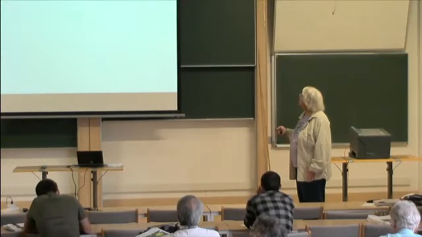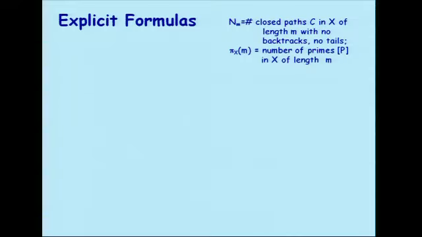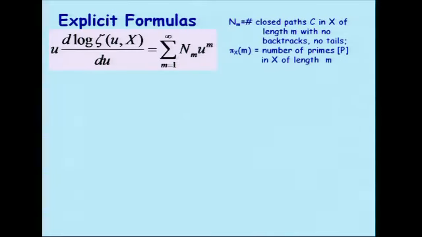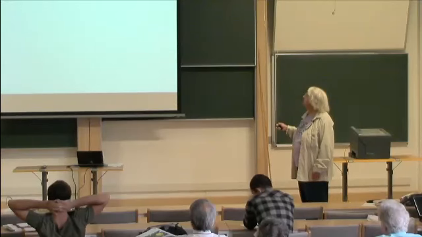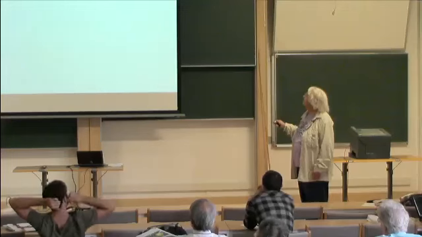So anyway, you get a bunch of explicit formulas involving usually N_m, which is the number of closed paths C in the graph of length m with no backtracks and no tails. I'm not saying equivalence classes here; I'll put square brackets when I'm talking about equivalence classes. So I'm counting paths as different if they start in different places, and also different if they're oriented differently, so it depends on what direction you go around the path. And π_X(m) is the number of primes in the graph of length m. Then when you logarithmically differentiate the zeta function and multiply by u, you get the standard N_m's as your coefficients.